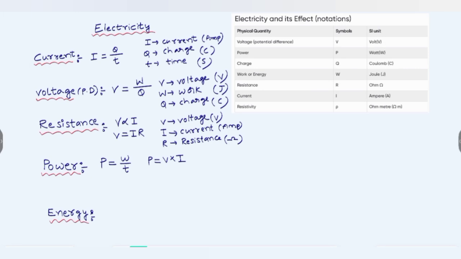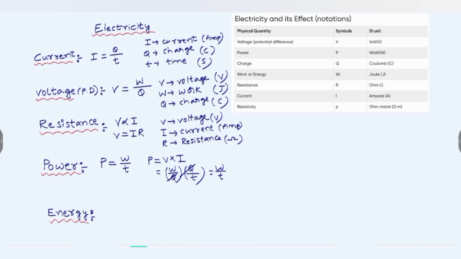Voltage into current. Why is it voltage into current? Because we know V is W by Q, whereas I is Q by T. So finally what we get? W by T only. Voltage into current is nothing but work per unit time.